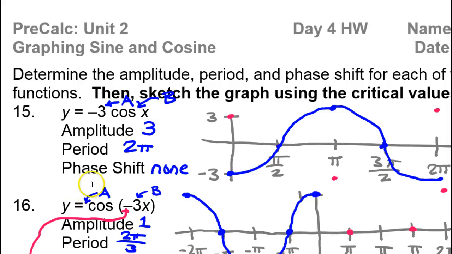In this video, we will practice graphing sine and cosine functions with changes in the amplitude, the period, and phase shift, and also some reflections over the y-axis and reflections over the x-axis.